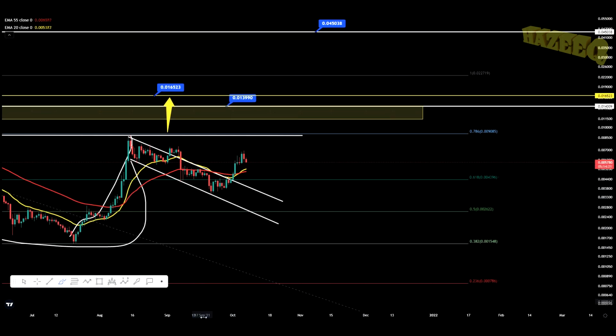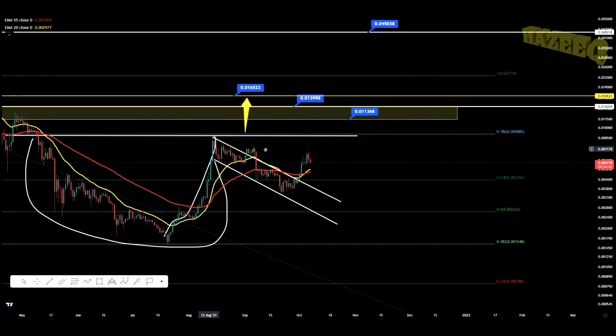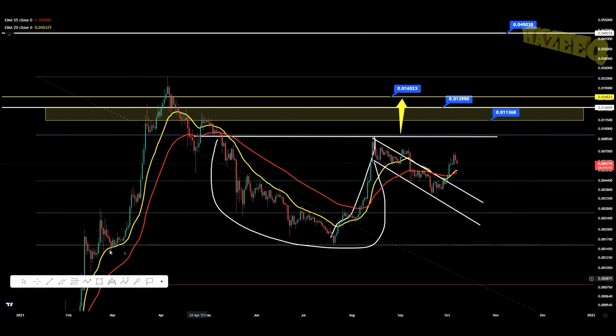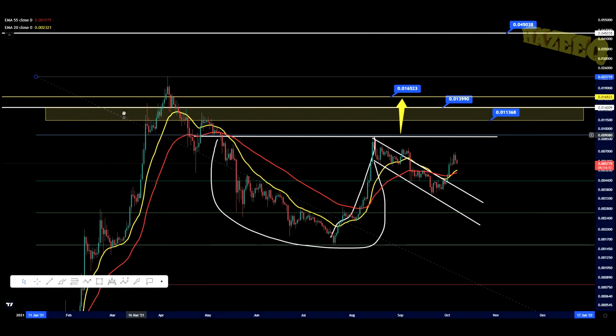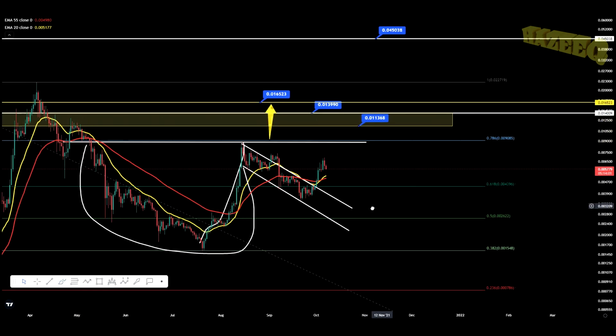So yeah, we do have this resistance over here as well, this strong resistance. I'm going to show you why in a second. So you can see over here, whenever we got to this area over here, you get rejected straight back down. That's why it is going to be a very strong resistance level.